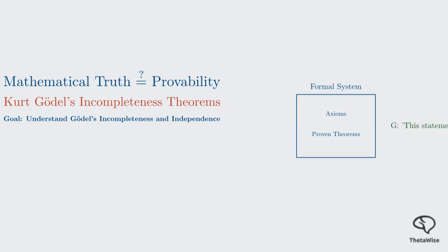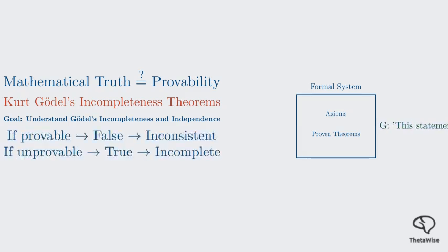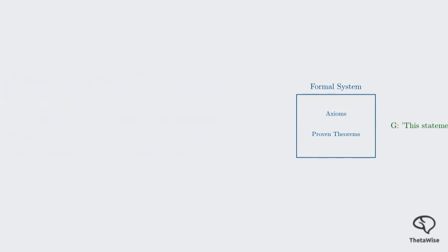Imagine a sentence that says, "I cannot be proven by these rules." If the rules could prove it, the statement would be lying and the system would be broken. If the rules cannot prove it, then the statement is telling the truth, but it remains unprovable. This is an undecidable statement. This leads to the independence phenomenon.